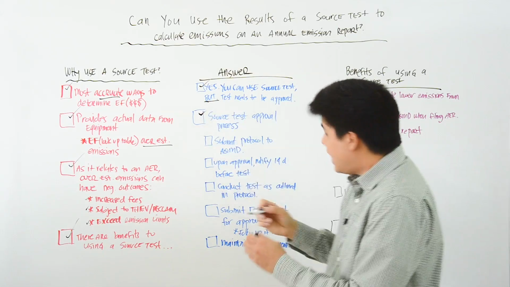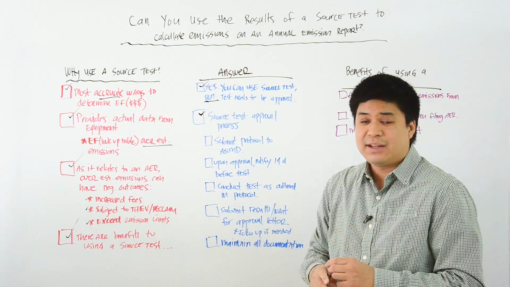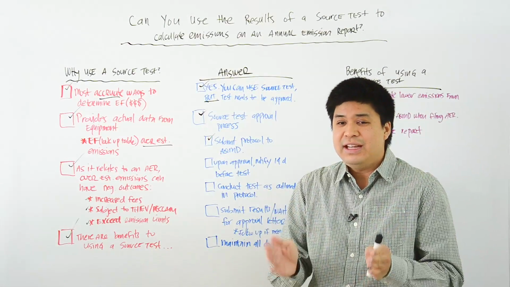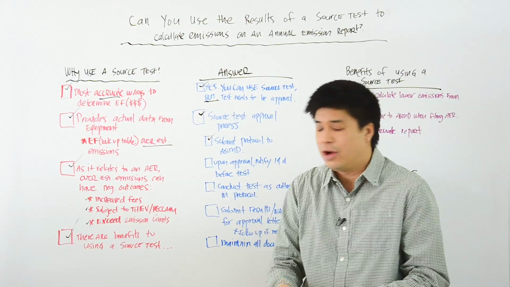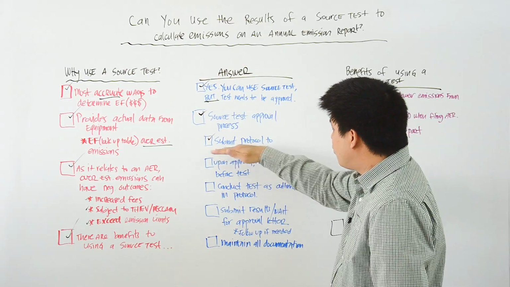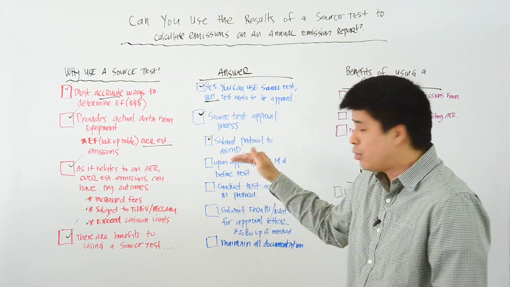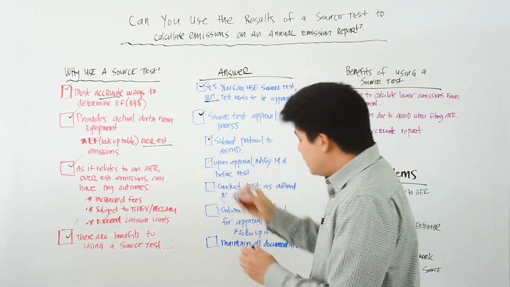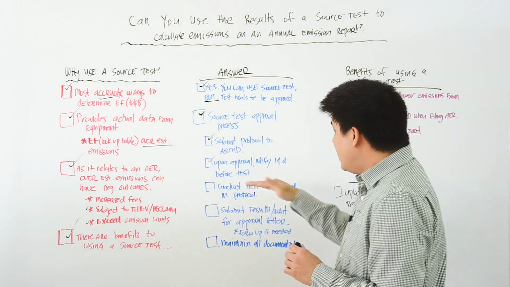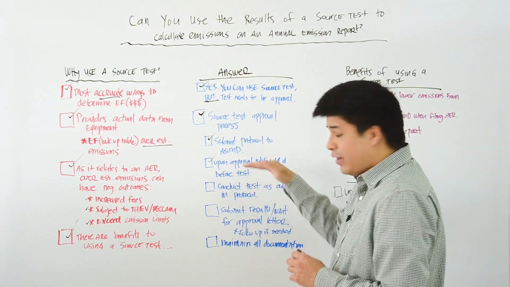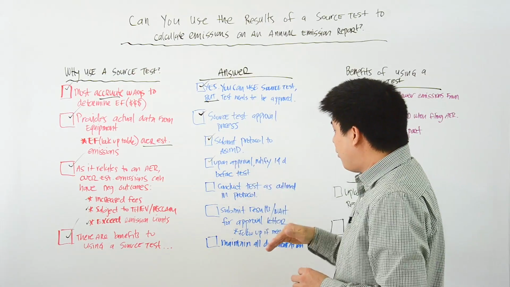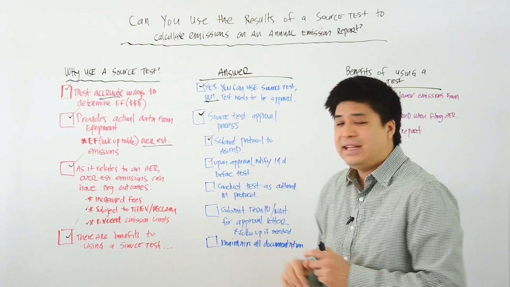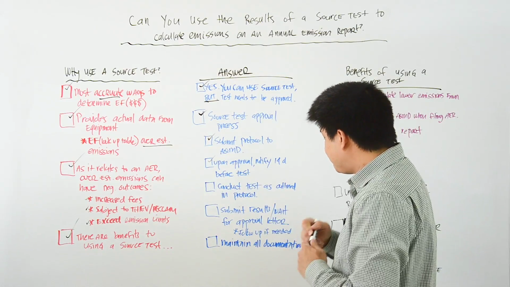To do that, you must go through the source test approval process. To get the source test approved, you need to start with an approved protocol. So the first step is to prepare and submit a source test protocol to the AQMD. When you do that, you will typically be seeking an approval. And if that approval is given to you, then the next step in the process is, upon approval, to notify the AQMD within 14 days before the test.